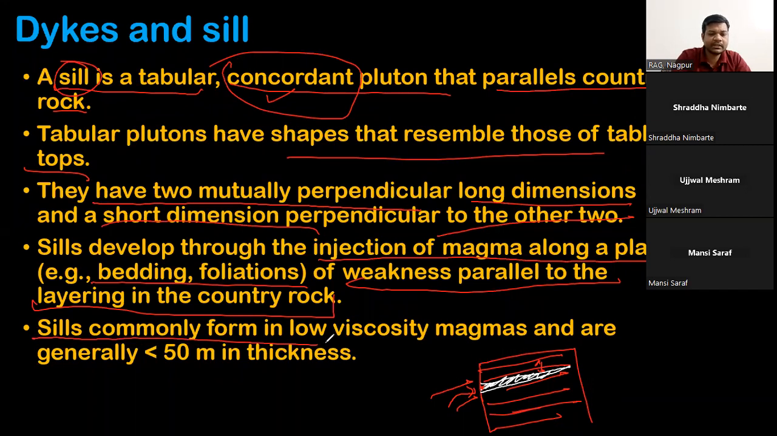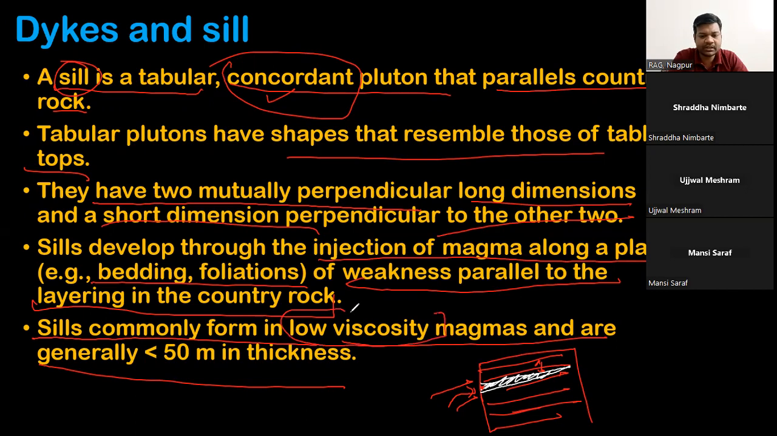Now, sills commonly form in low viscosity magmas and are generally less than 50 meters in thickness. They commonly form in lower viscosity magmas because they have to flow, and hence they form in low viscosity magmas. They are generally less than 50 meters in thickness, so they are smaller bodies, not very large bodies, right?